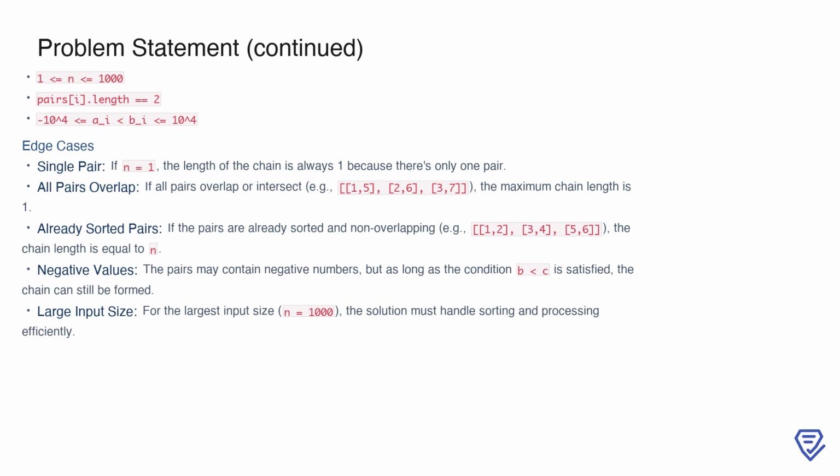If the pairs are already sorted and non-overlapping, such as 1, 2, 3, 4, 5, 6, the chain length is equal to n. Negative numbers are allowed, and as long as the condition B less than C is met, the chain can be formed. Finally, for large inputs up to the maximum size of 1000 pairs, the solution must be efficient enough to handle sorting and processing within a reasonable time.